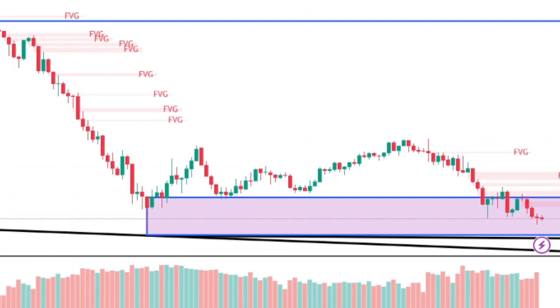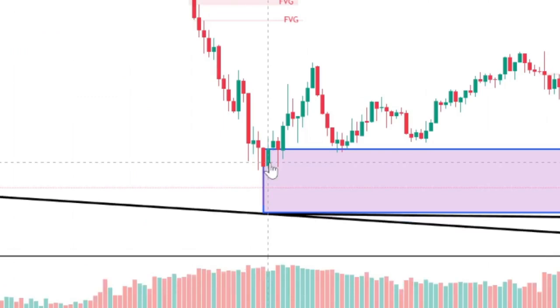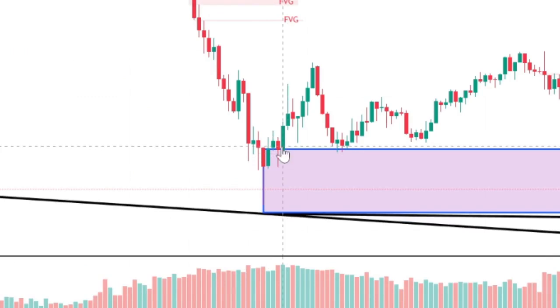Let me increase this for you to see. Although this particular candle here, this move was not really big, did you see that this area covers up till this point, where we have this candle that moved and gave us a fair value gap? A valid order block must have a fair value gap. So this particular green candle here is the one that has the fair value gap.